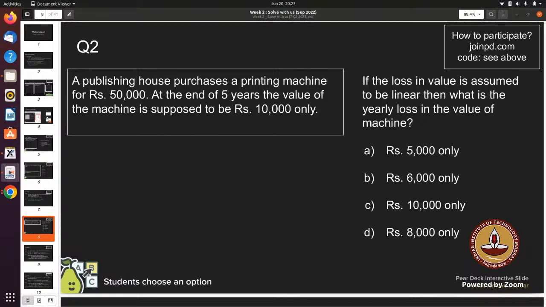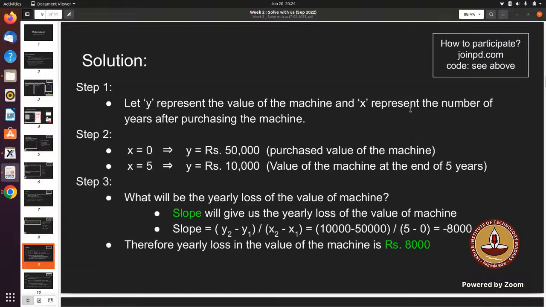Okay, so suppose at the beginning when we are doing the purchase, t is equal to 0. So at t equal to 0, the value is 50,000. At t equal to 5, the value is 10,000. Now we can calculate the slope, right? (50,000 minus 10,000) divided by (0 minus 5). So a negative will come, and negative comes basically because there is a loss. So at x equal to 0, y is 50,000. At x equal to 5, y is 10,000. Now, if we calculate the slope, you will get minus 8,000.